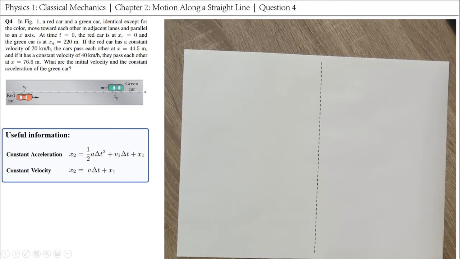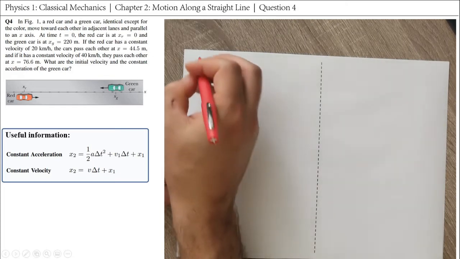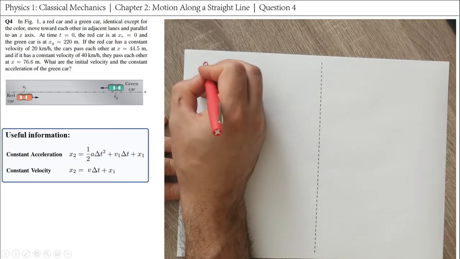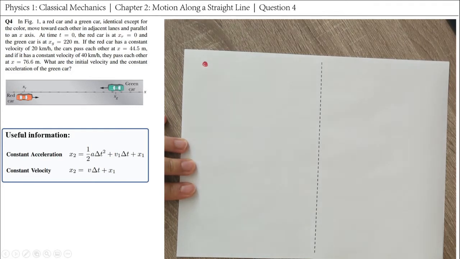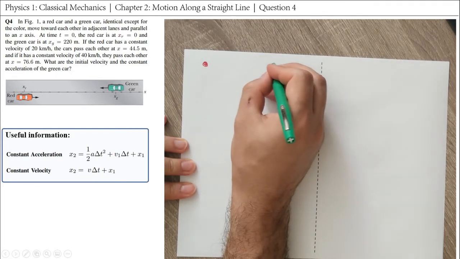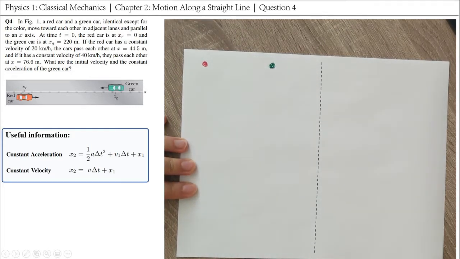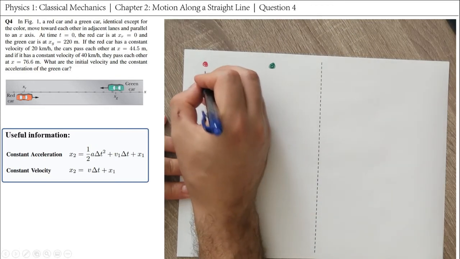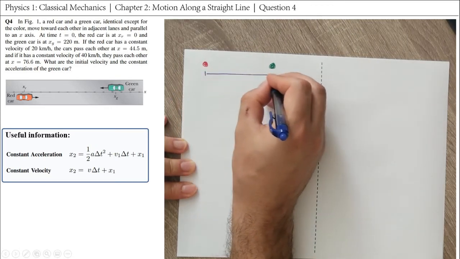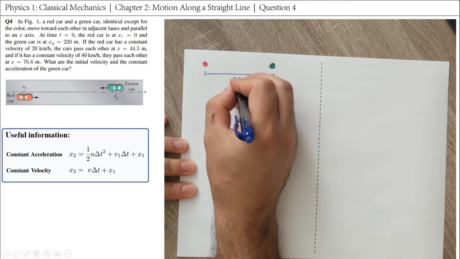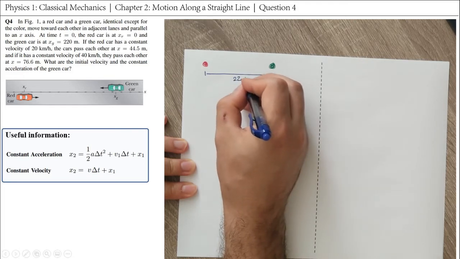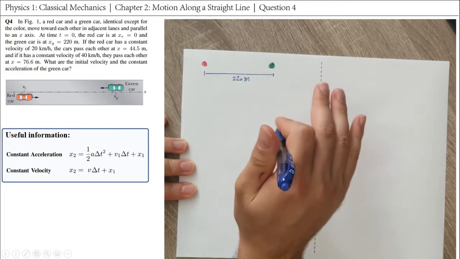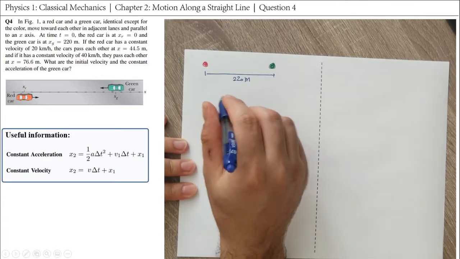In this video, we're going to solve question 4 of chapter 2, physics 1. In this question, there are two cars. There's a red car and there's a green car. And we do know the distance between them. So the question has given us the distance. It is 220 meters, okay?